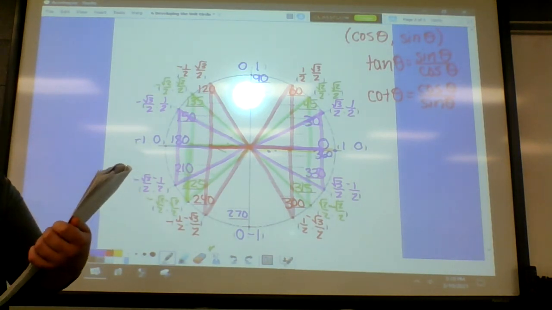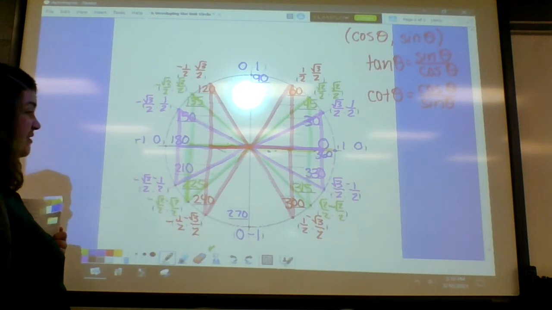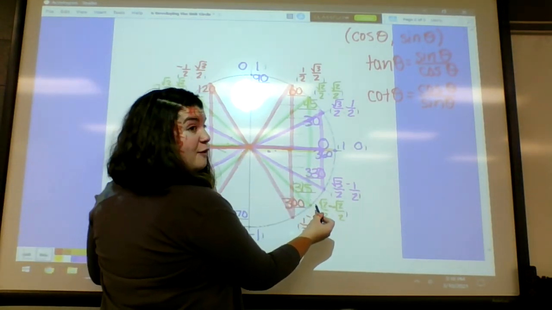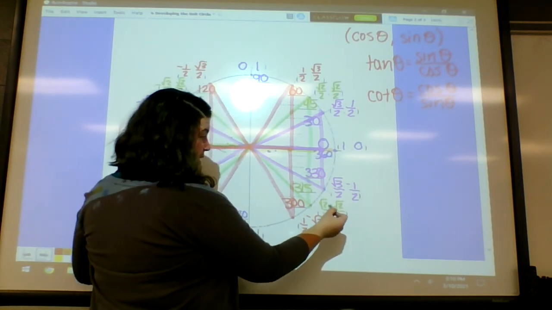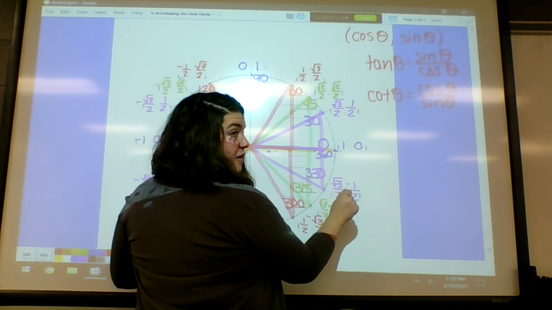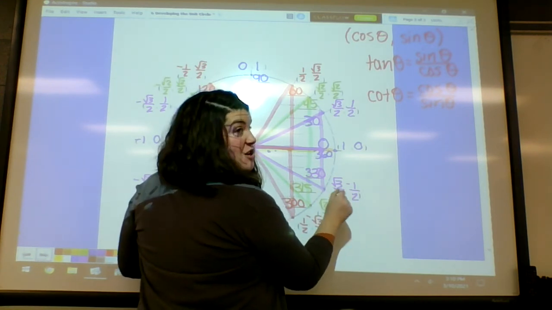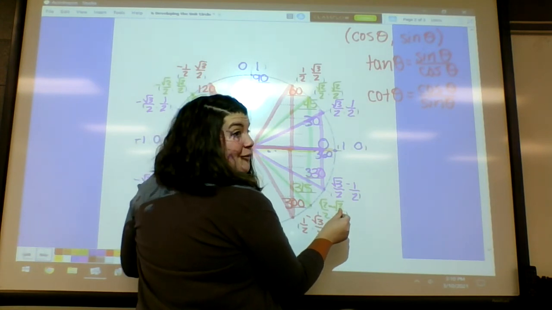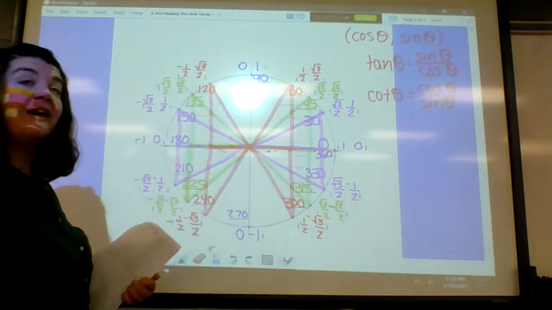So for number 2, it says cotangent of 315. So 315 is here. It's based off the 45-45-90 triangle. But cotangent is, once again, cosine over sine, so the x over the y. Since they're the same, when you divide them, you'll get 1. But one of them is negative, so your answer is -1. So number 2, the answer is -1.